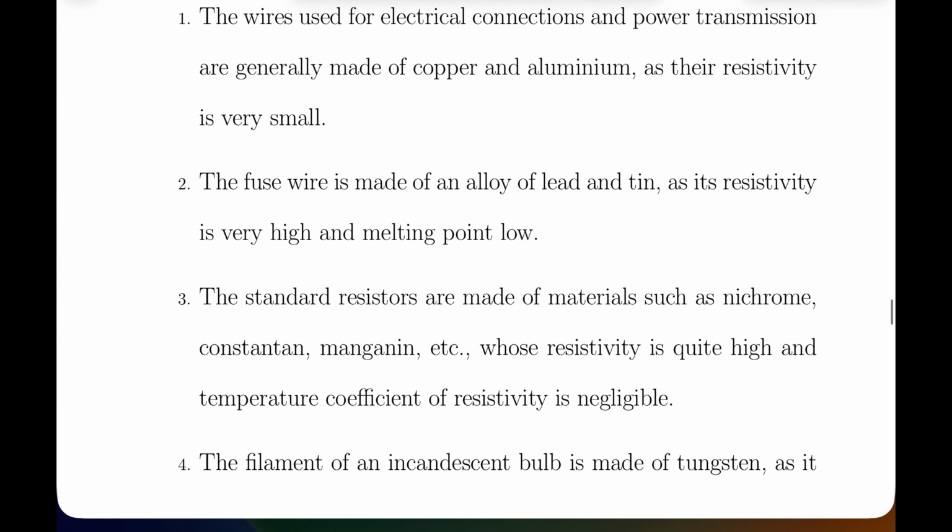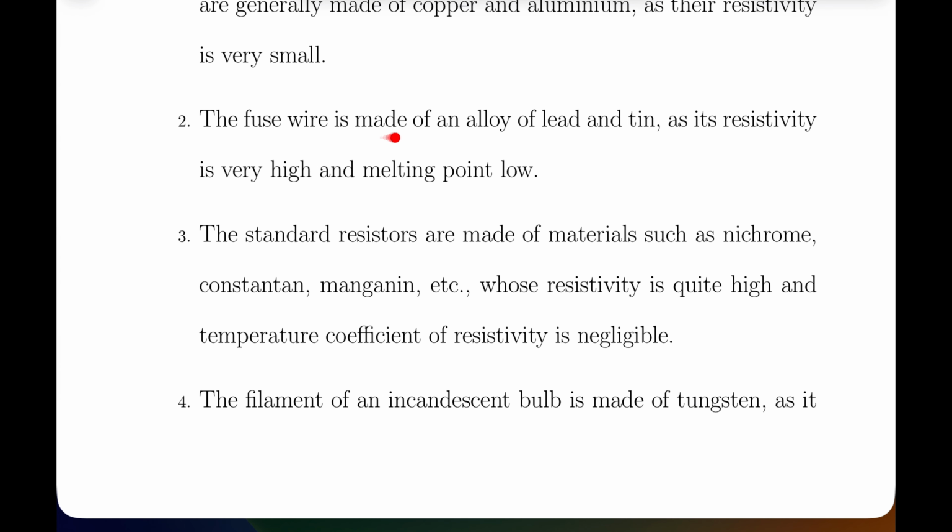Second, the fuse wire is made of an alloy of lead and tin, as its resistivity is very high and melting point is very low. So it can break the circuit if the current exceeds the rated value. Okay. Third, the standard resistors are made of materials such as nichrome, constantan, manganese, whose resistivity is quite high and temperature coefficient of resistivity is negligible.